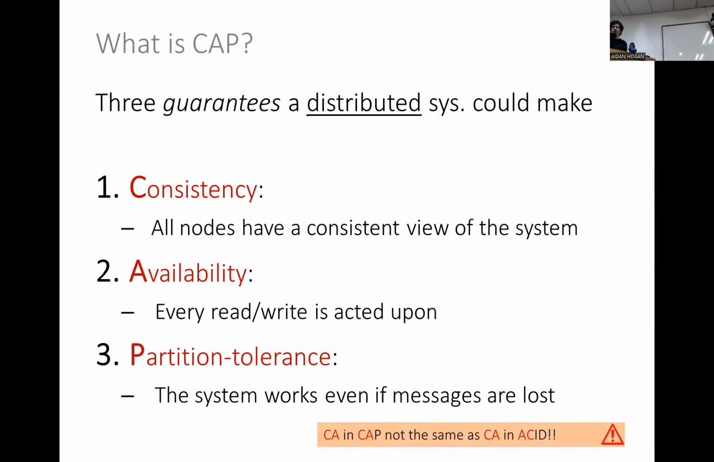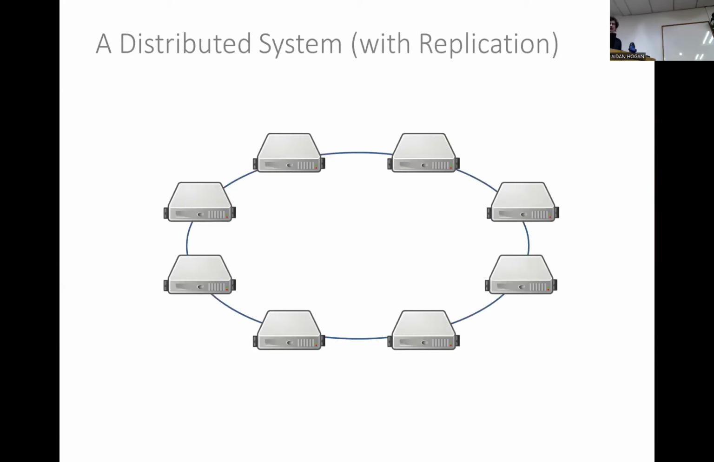So C and A here are not the same as A and C in ACID. So they are different concepts. So atomicity in ACID, consistency, isolation, and durability. So the A actually is even a different word. C is consistency in both, but they have related but different meanings in CAP and ACID.